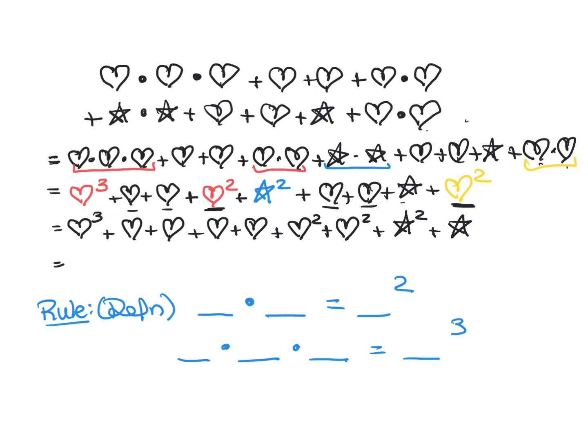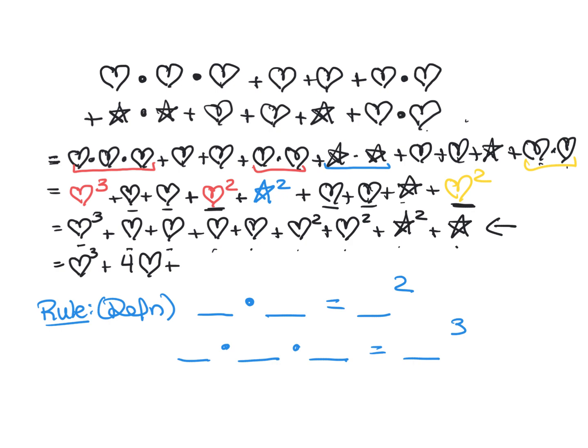So let's read out this whole polynomial that we have here. We have heart cubed plus heart plus heart plus heart plus heart plus heart squared plus star squared plus star. Anytime I read out those repeats, I could combine those. So it's heart plus heart plus heart plus heart. That's 4 hearts I read out. So I have 4 hearts altogether.